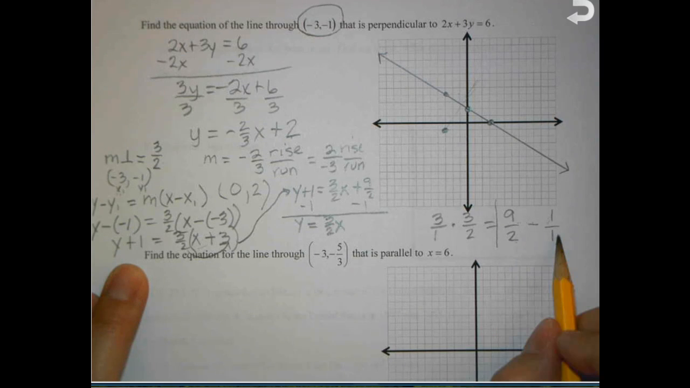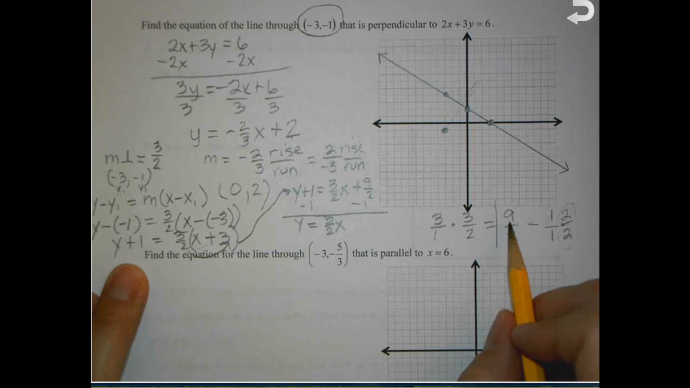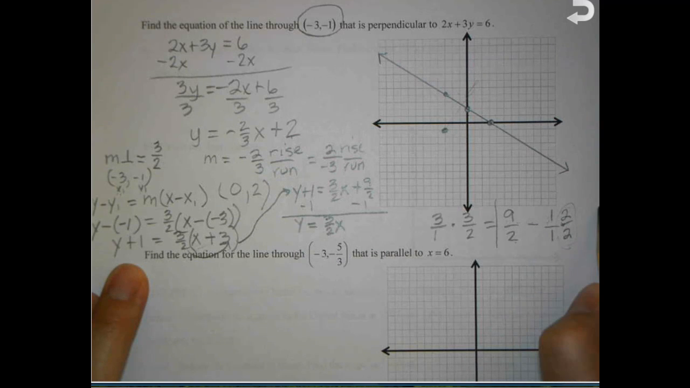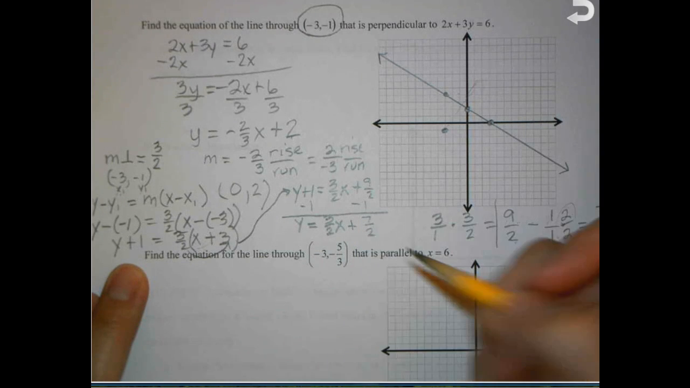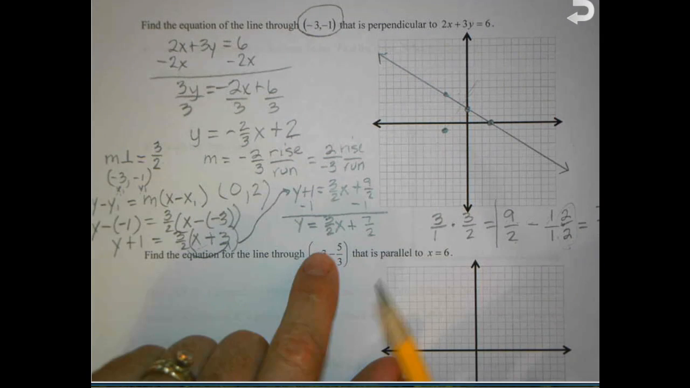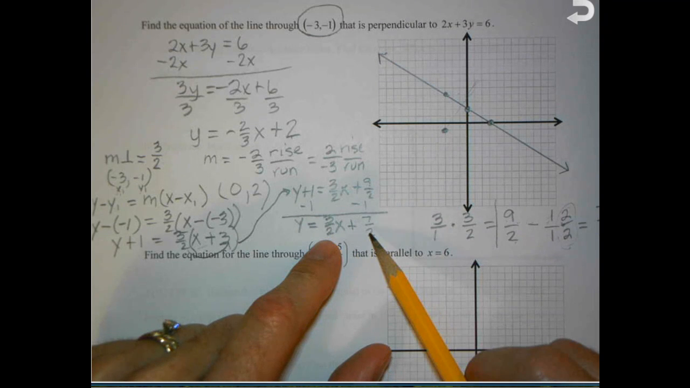And I want to build it up so they have the same denominator. So I'll multiply this by 2/2, a form of 1 here. And I have 2/2 now. So 9 minus 2 is 7/2. So I have plus 7/2. Now I know that my slope is 3/2 and my y-intercept is (0, 7/2).